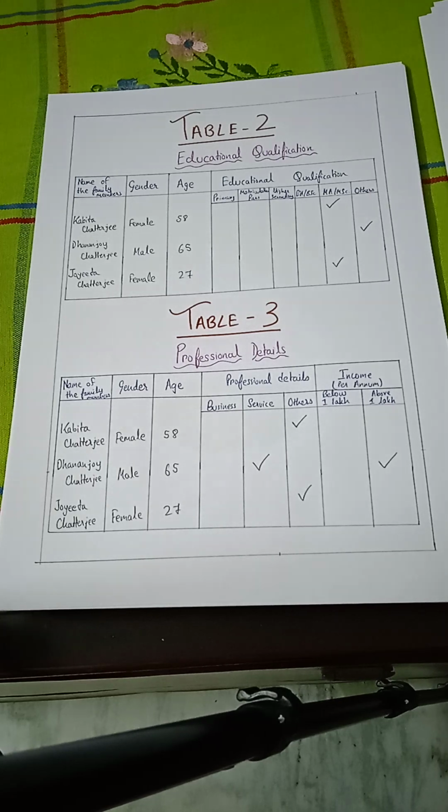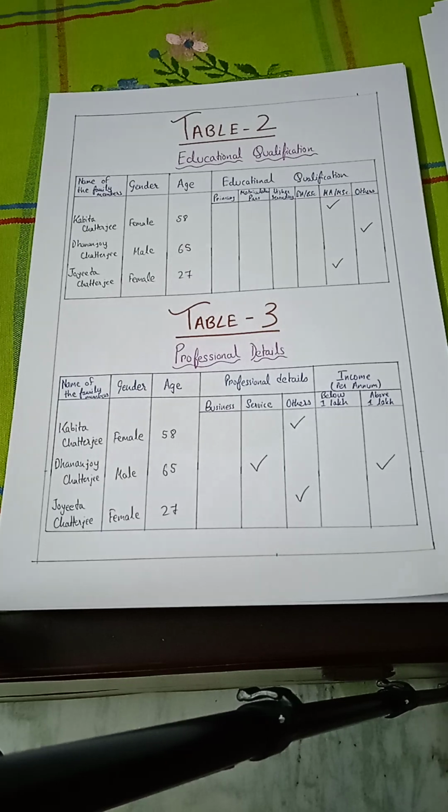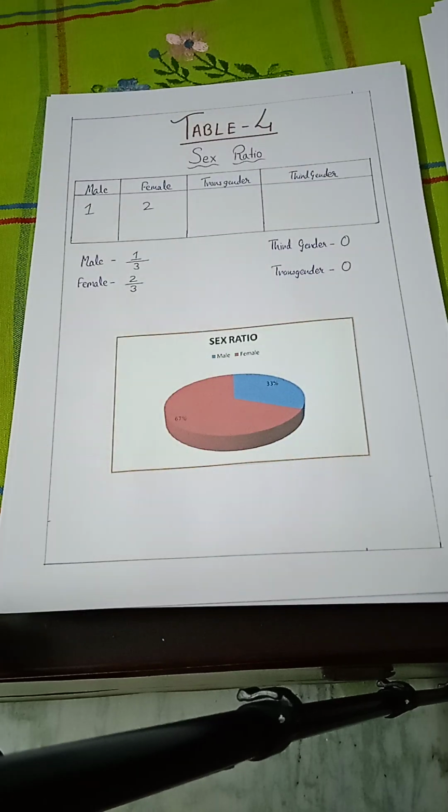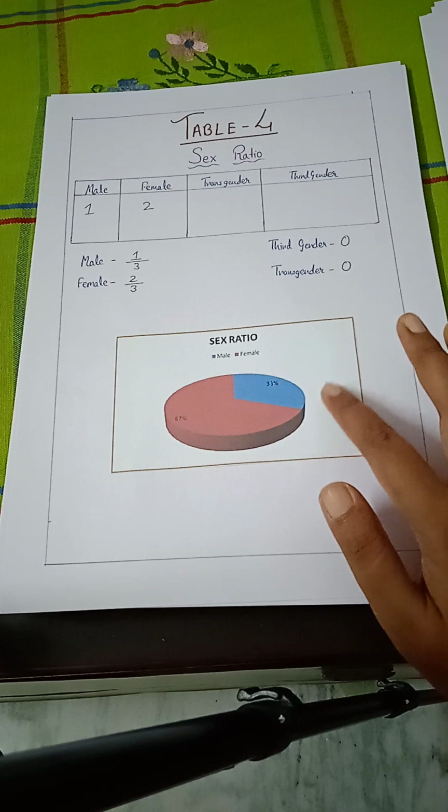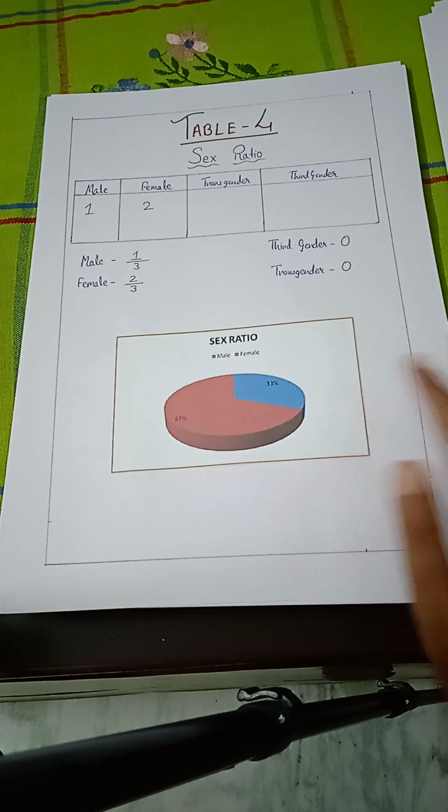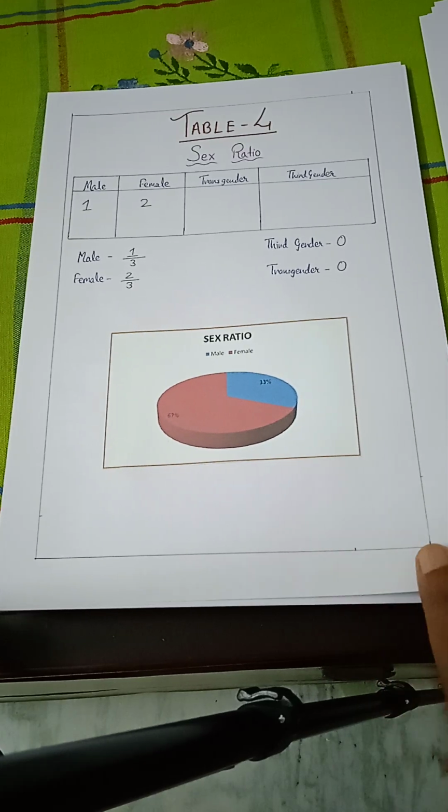Then comes table 2, which is the education and qualification of each member. Here you have to mention the names of the members. From here onwards, in each table you have to mention the names of the members, which is very important. Then comes table 3, which is the professional details of each of the members. Then comes the last table, table 4, which is the sex ratio. Here you have to mention the sex ratio, and as you can see, I have given a graph. This kind of graph you also have to give to make it more attractive.